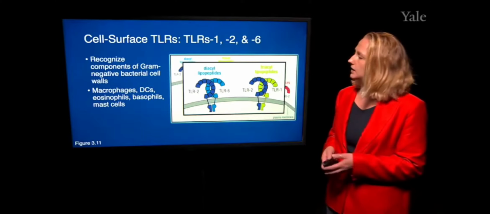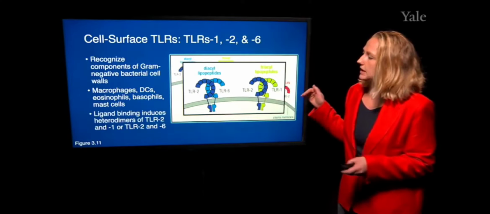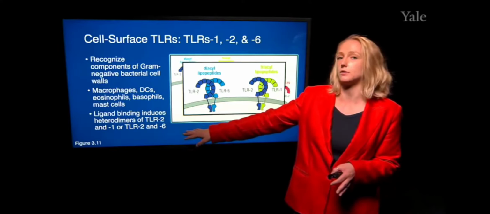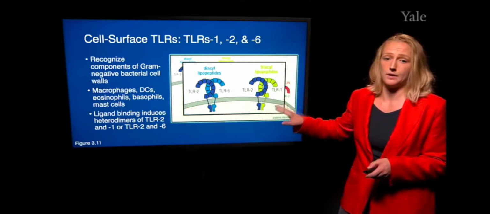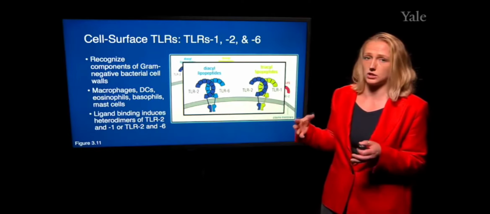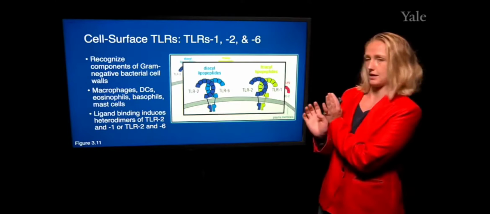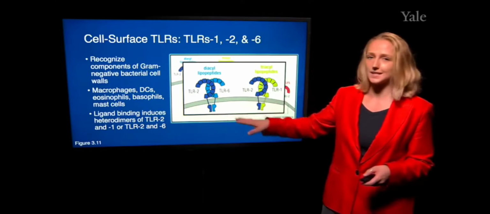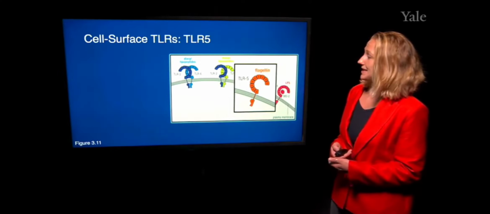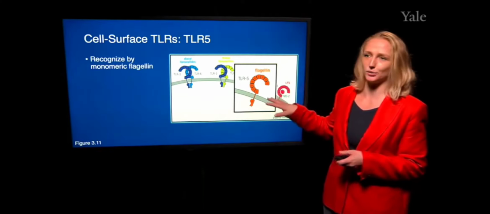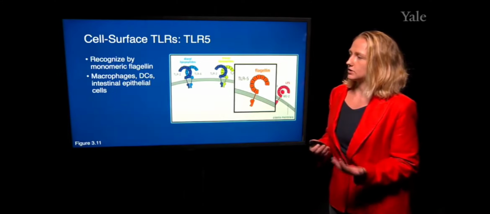And it's pictured here that they're in heterodimers, which is unique because ligand binding induces heterotetramers of TLR2 with either TLR6 or TLR1. So most of the other TLRs function as homodimers, so two TLR domains of the same TLR, but TLR1, 2, and 6 act interestingly because they are heterodimers. Next, we have TLR5, which recognizes monomeric flagellin of bacteria, and it's expressed on macrophages, dendritic cells, and intestinal epithelial cells.